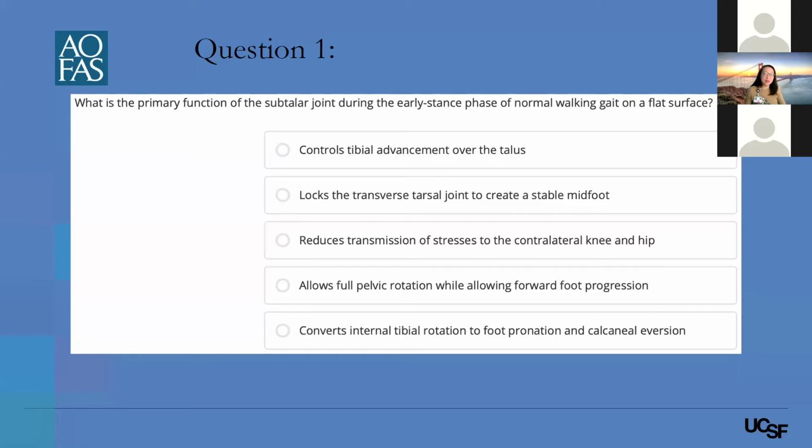And then if you were looking at C, it reduces transmission of stresses to the contralateral knee and hip, right? That's not the contralateral, right? So what else do you think? So then answer choice E has calcaneal eversion and foot pronation, which we want. That is correct. Okay, yeah, exactly.